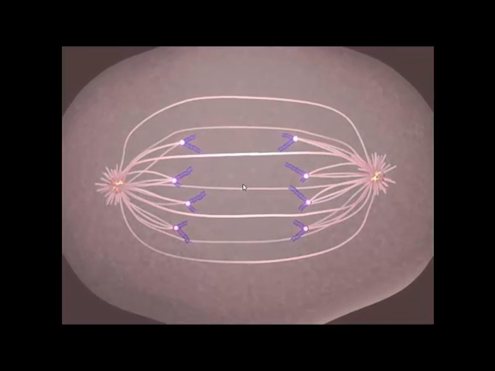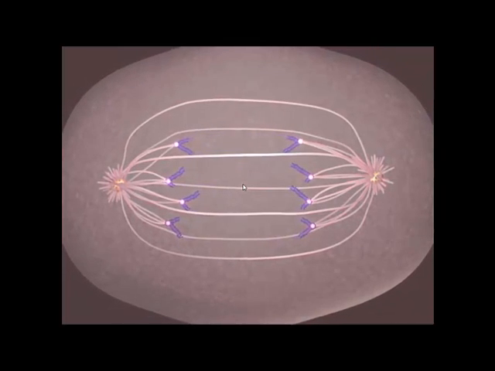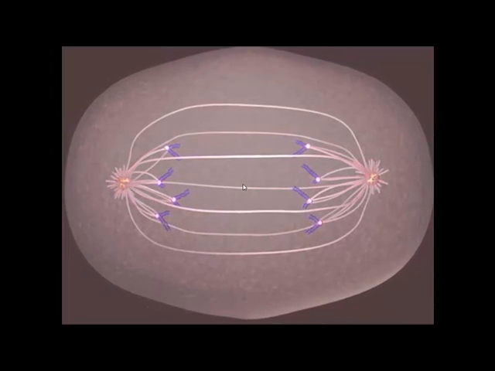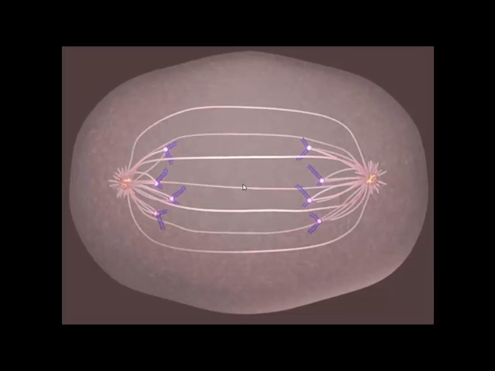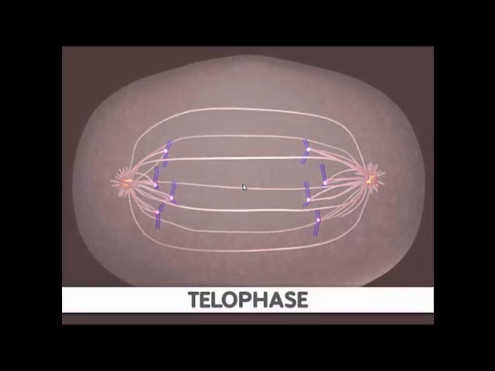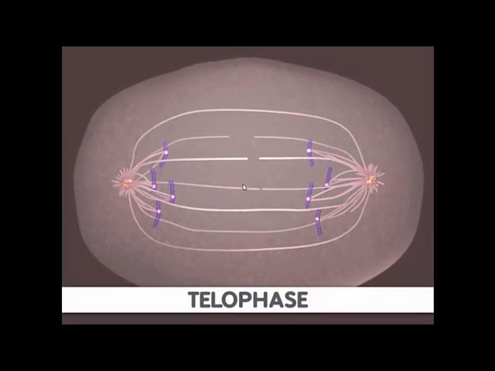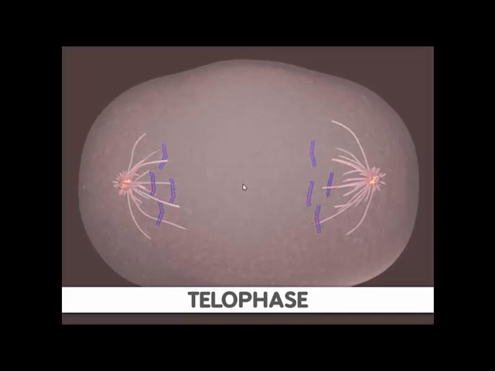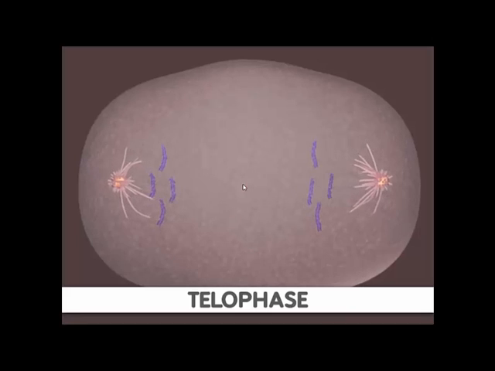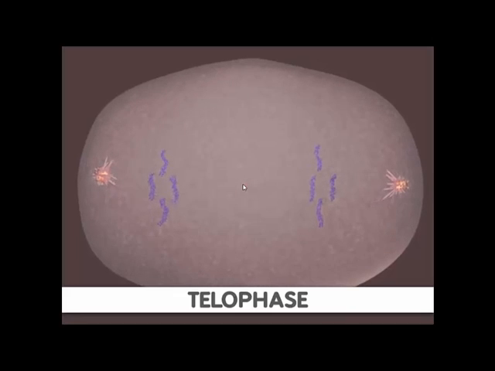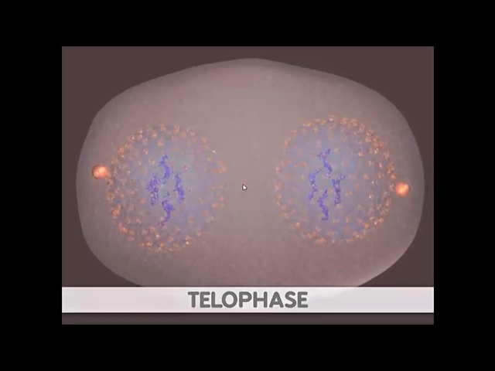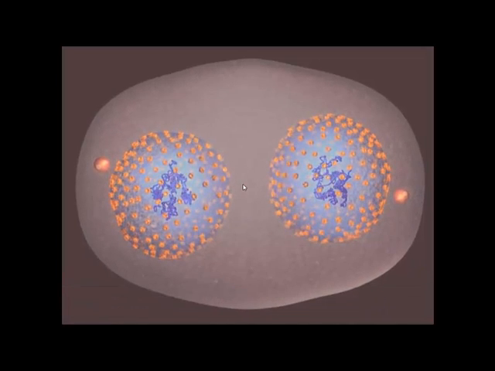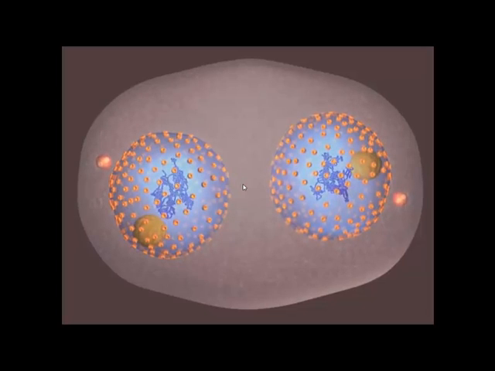Telophase is the final stage of mitosis. It is here the components of the new cells begin to appear. At this point, the spindle fibers are broken up. A new nuclear membrane surrounds the chromosomes at the end of each cell, and the chromosomes uncoil and return to an uncondensed state. Mitosis is now complete. The formation of two cells is all that remains.